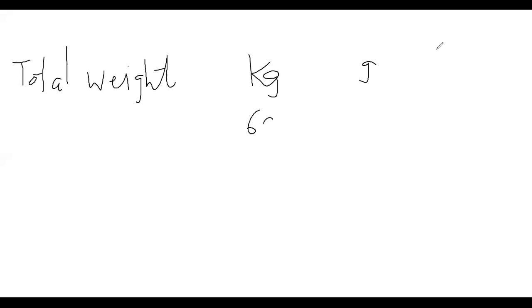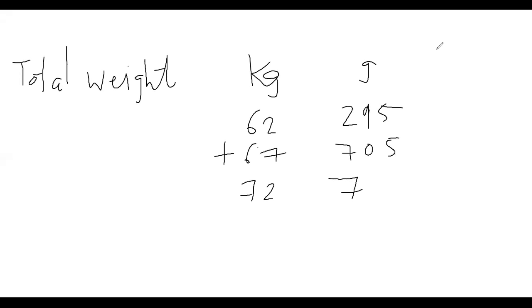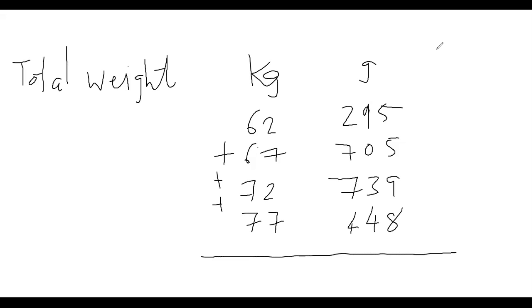So 62 kg, 295 plus 67 kg, 705. 72 kg, 739 gram and 77 kg, 448 grams. Come on, find the total weight. Yes, so 8 plus 9 17 plus 5 22 plus 5 27.